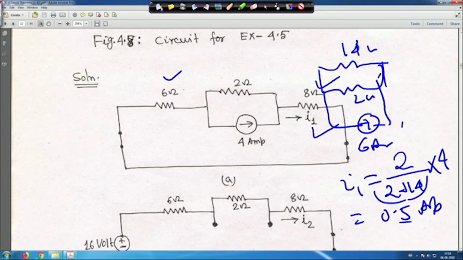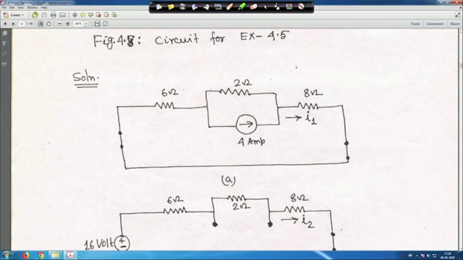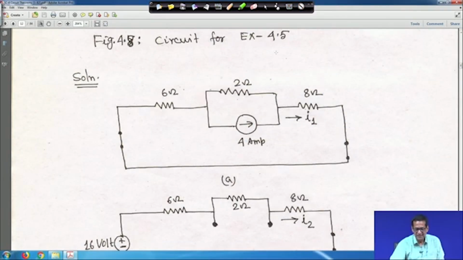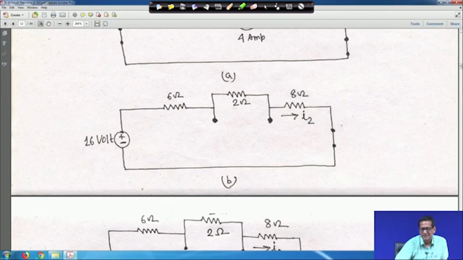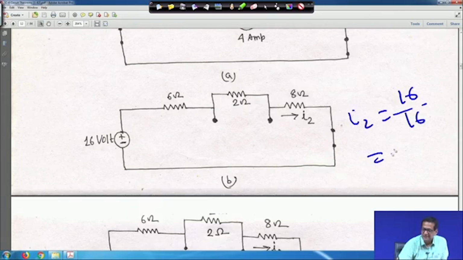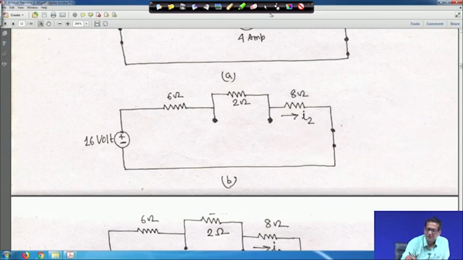Let me clear it, very easy. Similarly, here directly you will get what I 2 will be. If you add 6, 2 and 8, all are in series, so it is 16 ohm. So, your I 2 will be 16 by 16, which is 1 ampere in this direction. So, this is your 1 ampere, that is your I 2, and then your I 3.